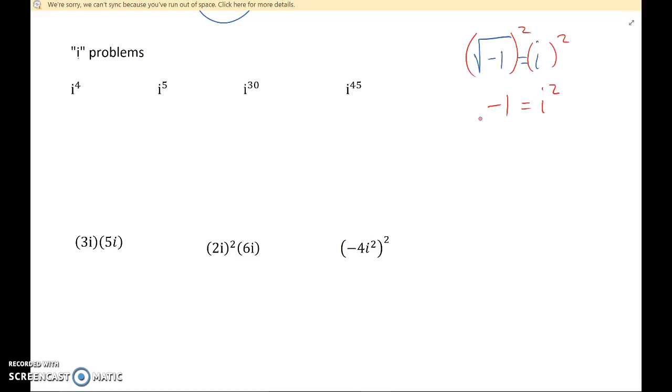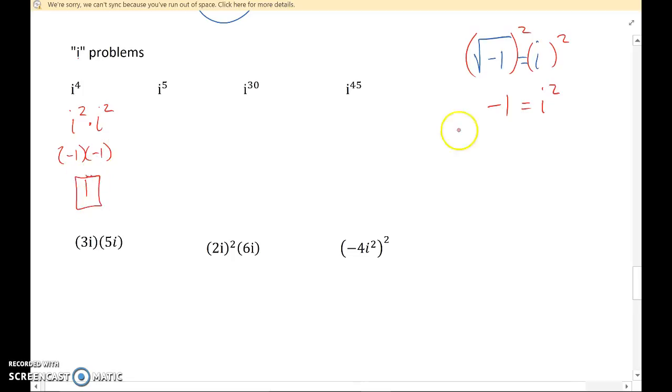My suggestion is to always write your i's as i squared. And so i to the fourth would be i squared times i squared. And so essentially -1 times -1, which is a +1.